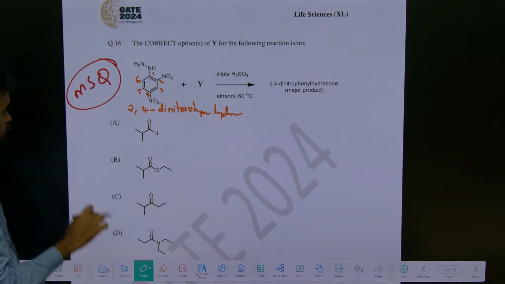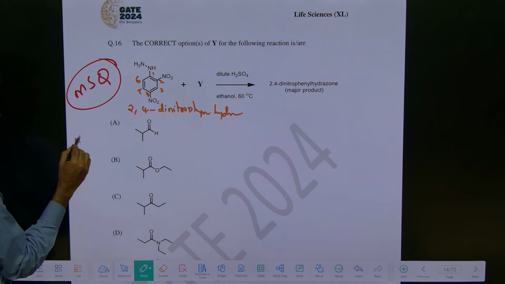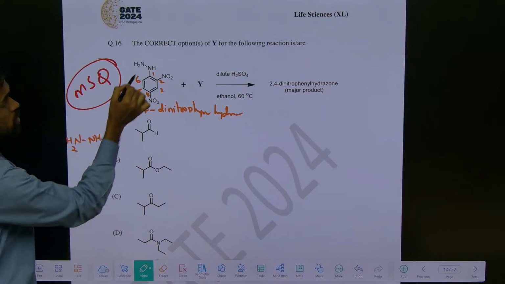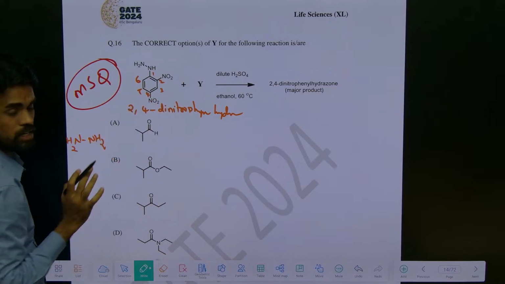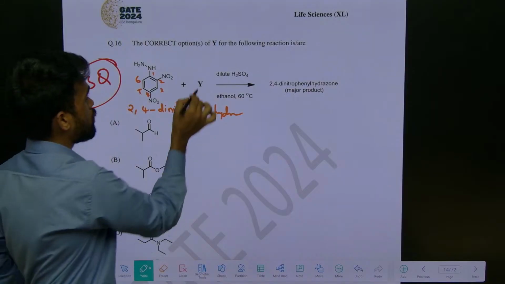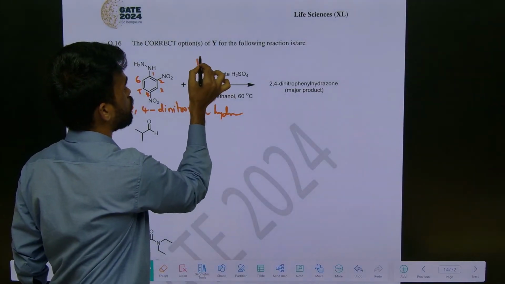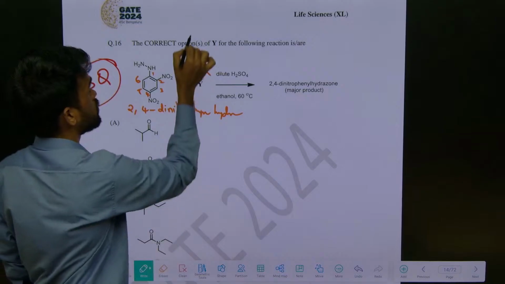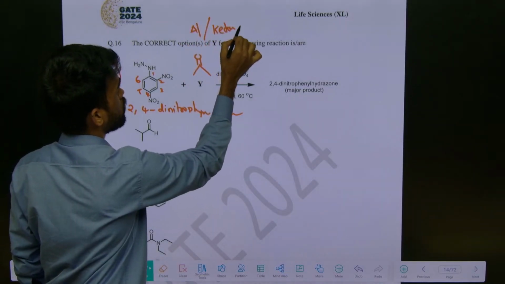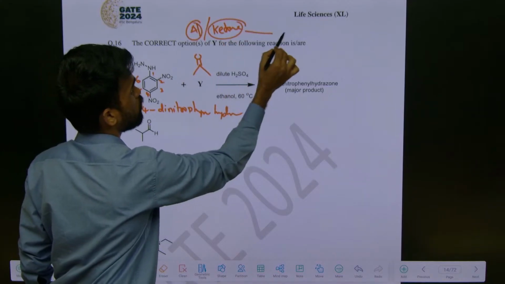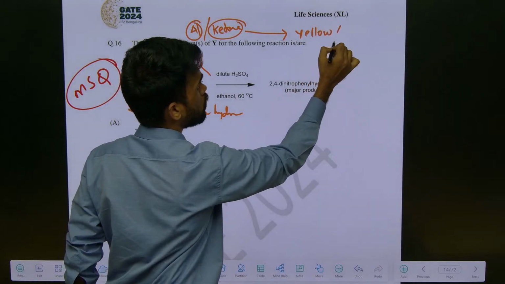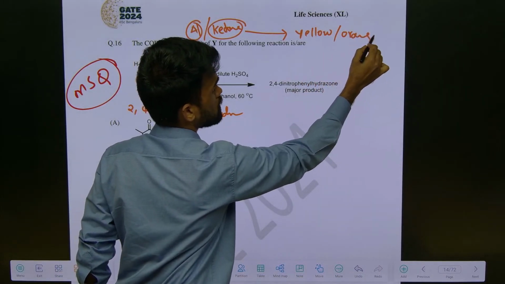So this is 2,4-dinitrophenylhydrazine. What is the formula of hydrazine? NH2NH2 is called hydrazine. In the place of hydrogen we have this ring. So this 2,4-dinitrophenylhydrazine, upon reacting with carbonyl compounds, which can be aldehyde or ketone, will form yellow-orange crystals.